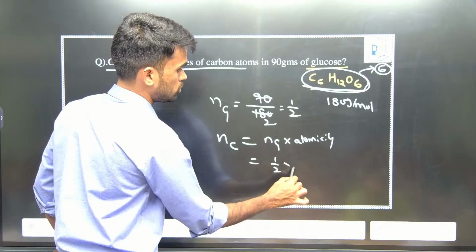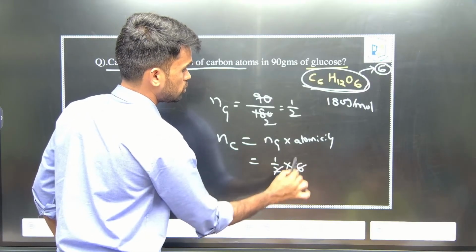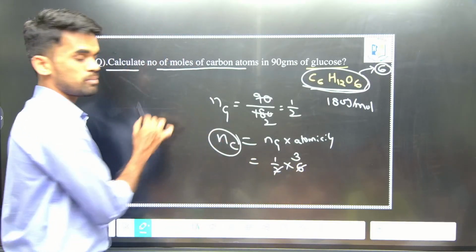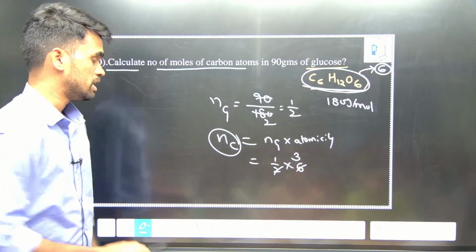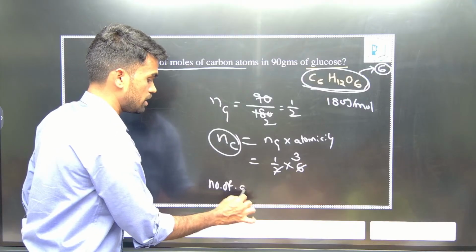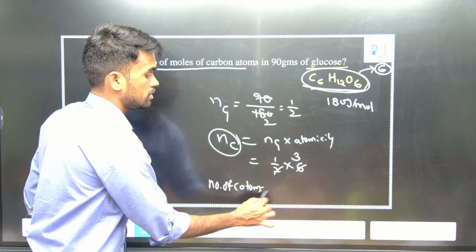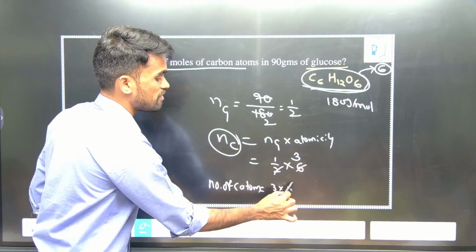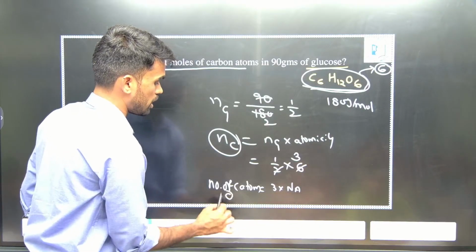1 by 2 into 6. So this gives you 3. How many moles of carbon atoms are there? 3 moles. Now if I ask the number of carbon atoms, this number of moles into that Avogadro number gives you the number of carbon atoms.